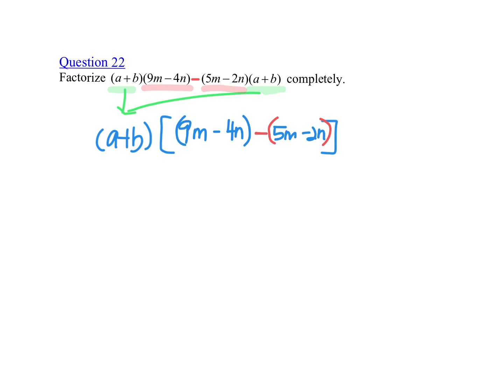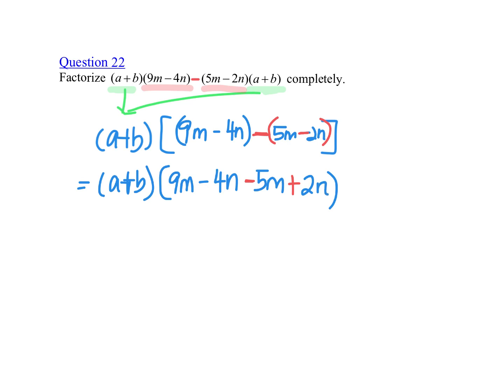Why is it important to have the brackets? Because this is a negative sign. The sign will change later. So this one, next line, we will still keep our common factor. Common factor only write one time. So simplify whatever is in our bracket. So here I got 9m minus 4n. This one will become negative 5m. Negative times negative will become positive 2n. Let's try to factorize and simplify the brackets again. 9 minus 5, that gives me 4m. Negative 4n plus 2n, that gives me negative 2n.